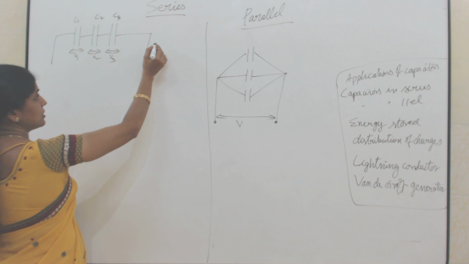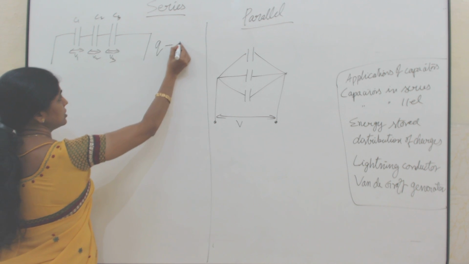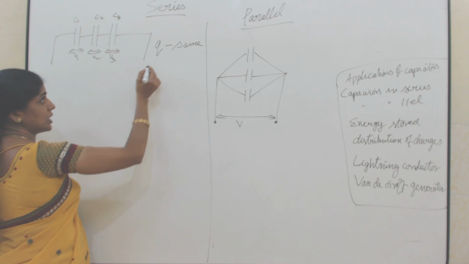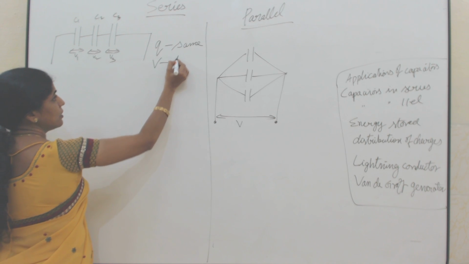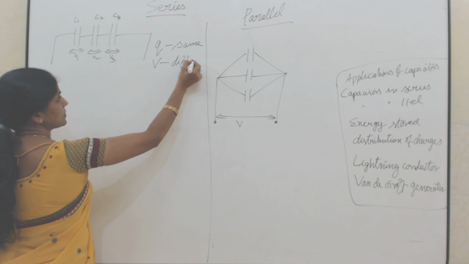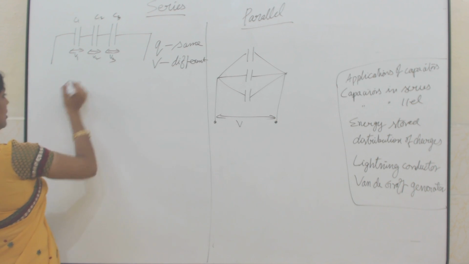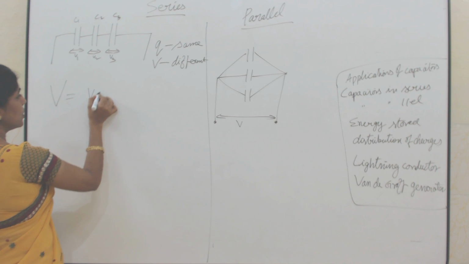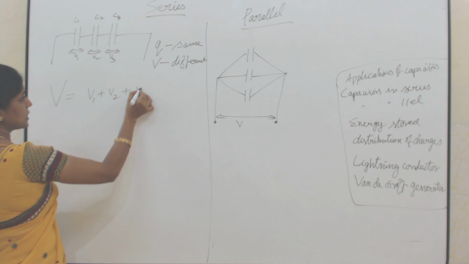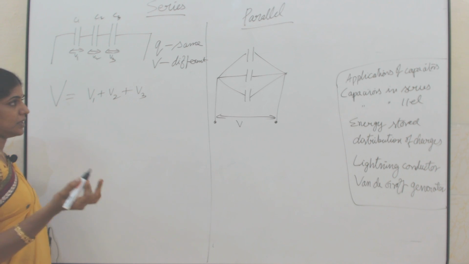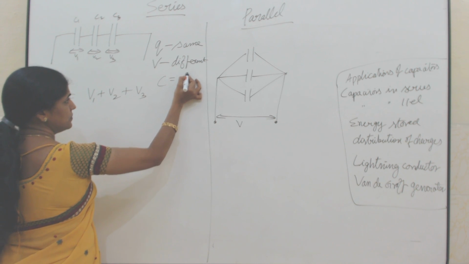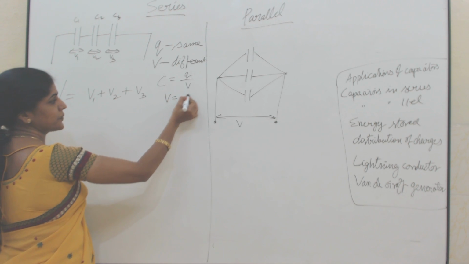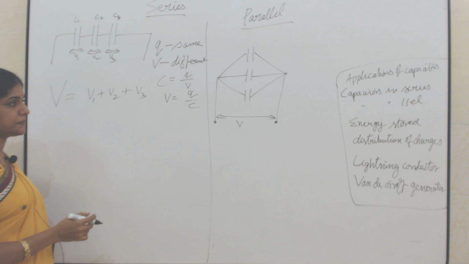When the capacitors are connected in series, the charge developed in each capacitor remains the same, and the potential will be different. Here I want to find out the total potential developed. It is given by the sum of all three potentials, V1 plus V2 plus V3. We know that C equals Q by V. From this formula, what is V? V equals Q by C.